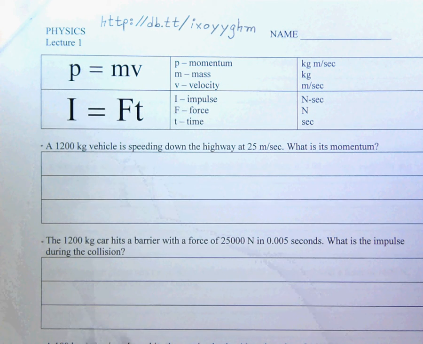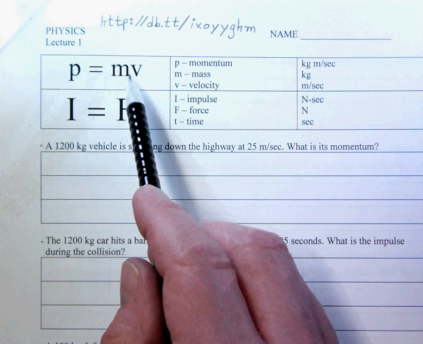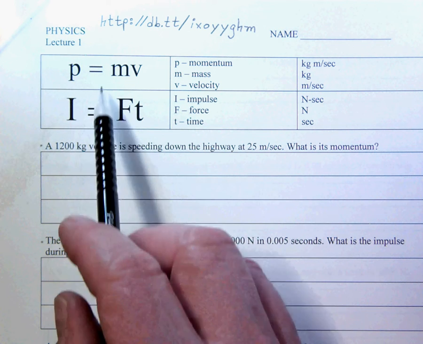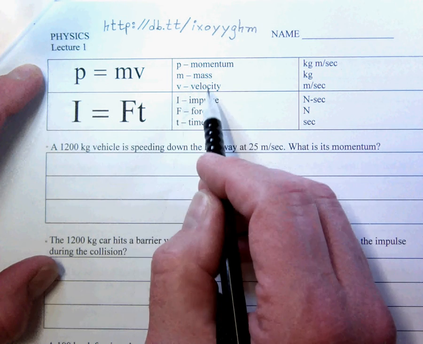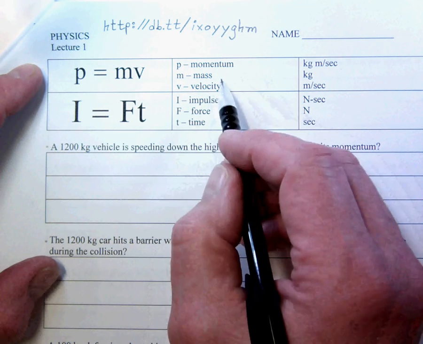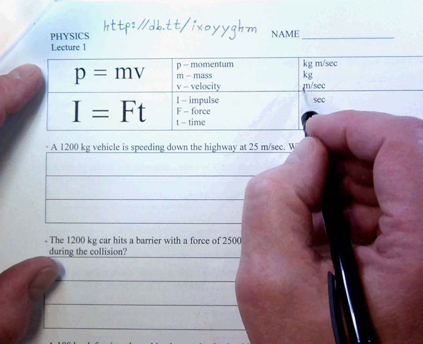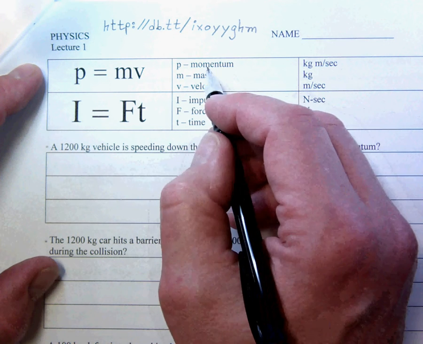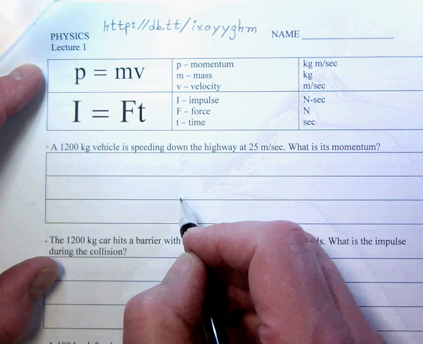So today we're going to look at momentum and impulse. You can see p is equal to mv. So p is momentum, m is mass, and v is velocity. You can see the mass units and the velocity units have not changed since the kinematics section, but momentum has the units of kilogram meters per second.